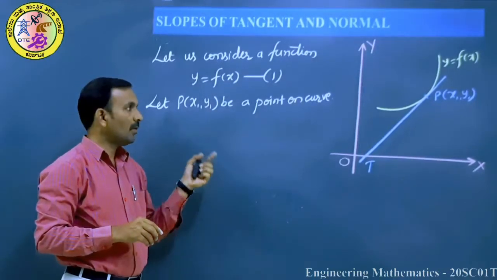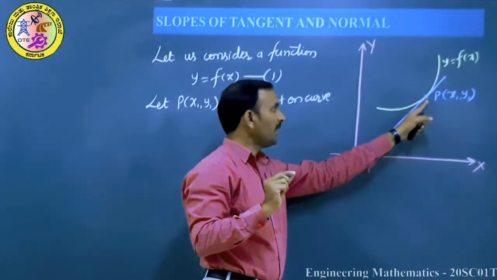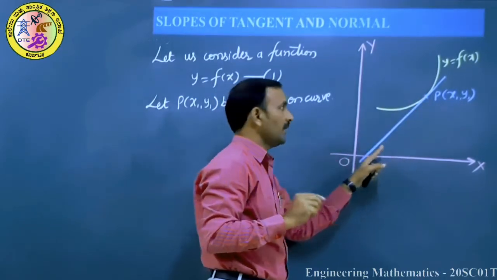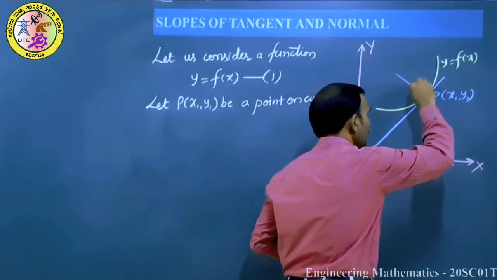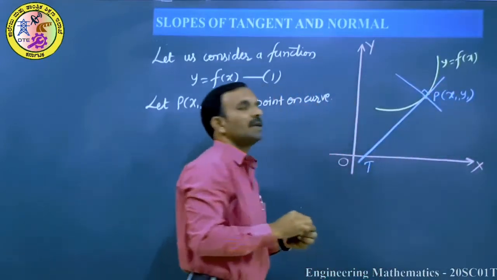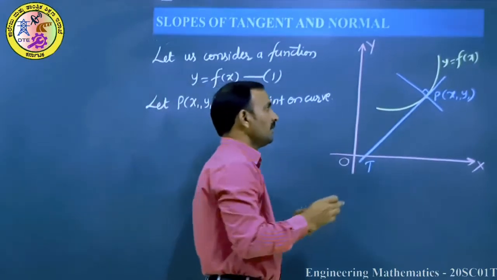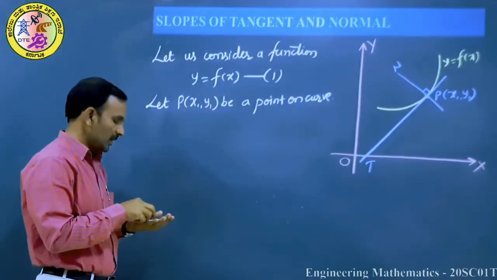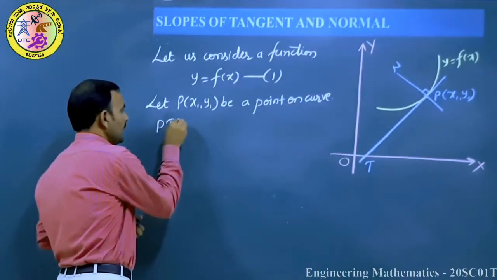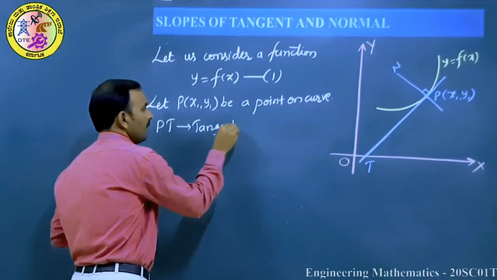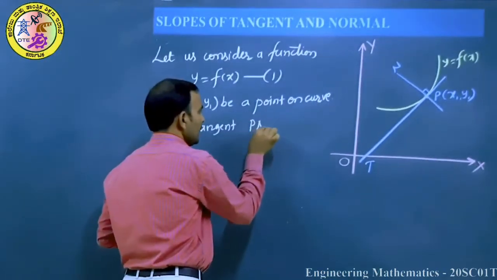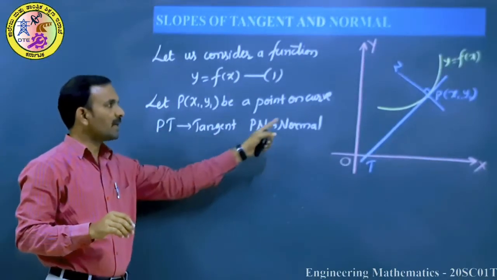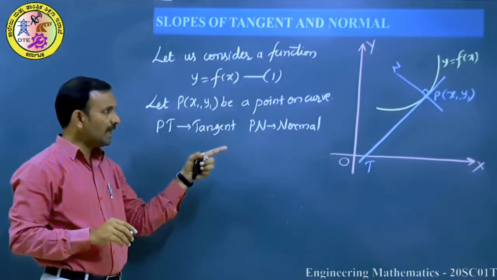Then what is normal? That point P is called the point of contact. At that point, the line which passes through P and is perpendicular to the tangent, that is PN, is called the normal. Shortly, PN is called normal and PT is called tangent. Now PT is a line, PN is a line.